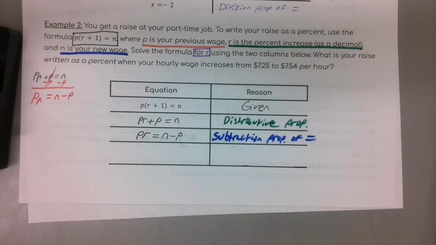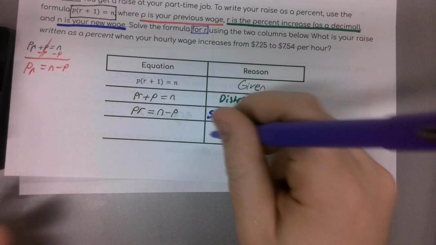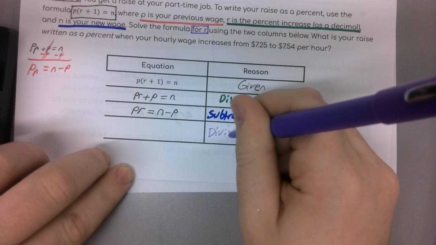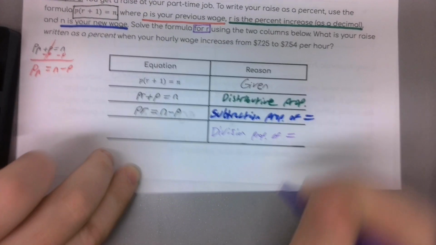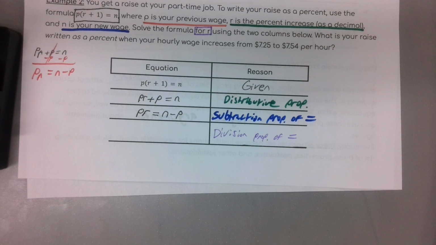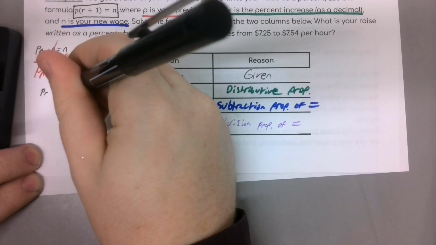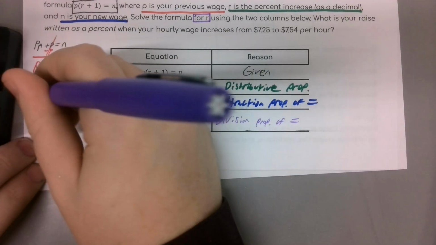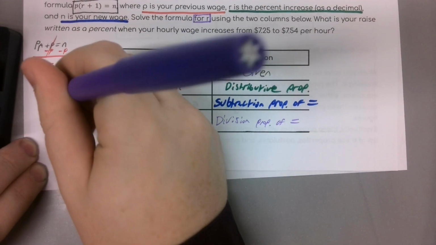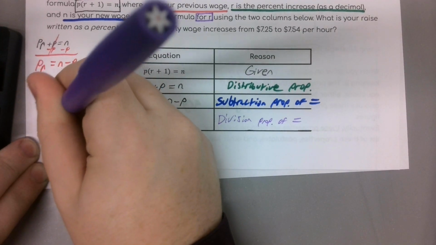Now, here's the last step. R is almost alone, but what do we have to do to get R all by itself? Well, this is P times R, so we have to use the division property of equality to divide by P on both sides. Again, this is one where you might find it more comforting to draw it to the side. So if we divide both sides by P, you would end up with R equals N minus P over P.